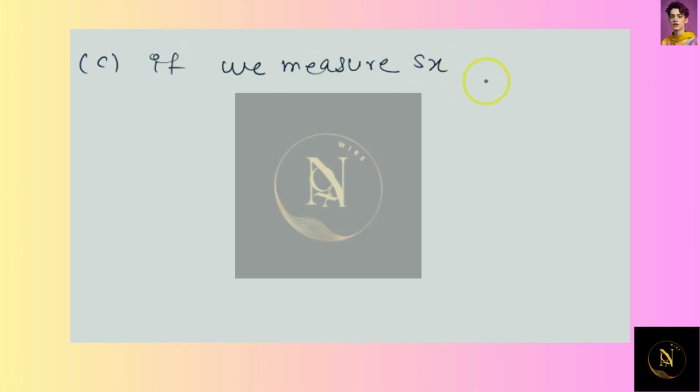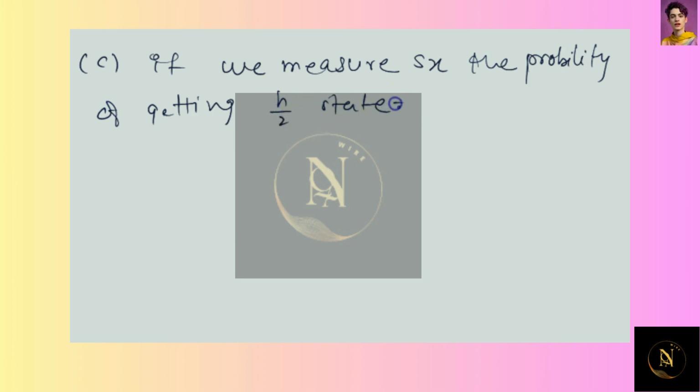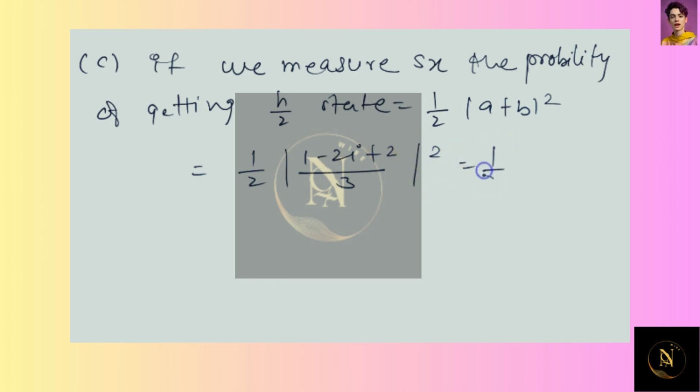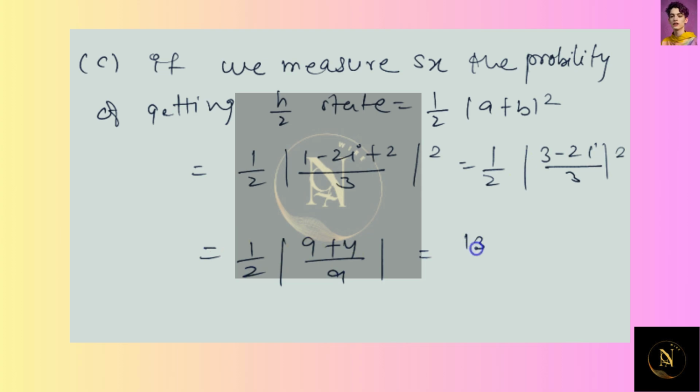For Sx, the probability of getting the h by 2 state is 1 by 2 into mod of (a plus b) squared, which equals 1 by 2 into mod of (1 minus 2i plus 2) divided by 3, squared. This equals 1 by 2 into mod of (3 minus 2i) by 3 squared. Simplifying, 1 by 2 into (9 plus 4) divided by 9, which equals 13 by 18.